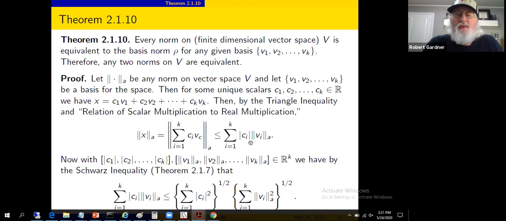Now I want to get a bound on this as well. Here's one way to do it. Let's treat this as an inner product of two vectors from, I guess we're in R^k. These vectors seem to have a basis with k elements, so we're taking vectors from R^k. We've got k coefficients, we've got k basis vectors. So let's consider the vectors from R^k: absolute value of C1, absolute value of C2, up to absolute value of C sub k, and the A norm of V1, A norm of V2, up through A norm of V sub k.